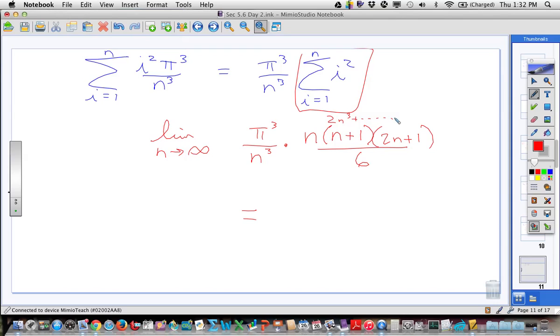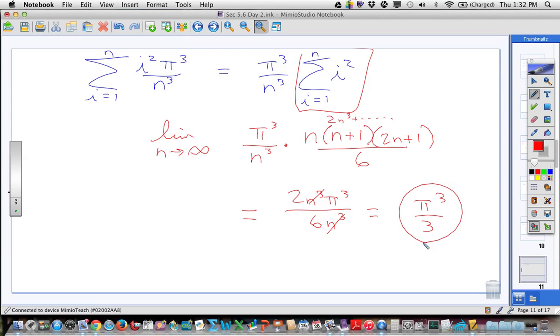When I multiply this out, think about this because this will be on some homework problem. You'll have 2n cubed plus lower powers that won't matter. So you'll have 2n cubed pi cubed over this right here, right? The n cubes cancel, the 2 and 6 reduce. What?